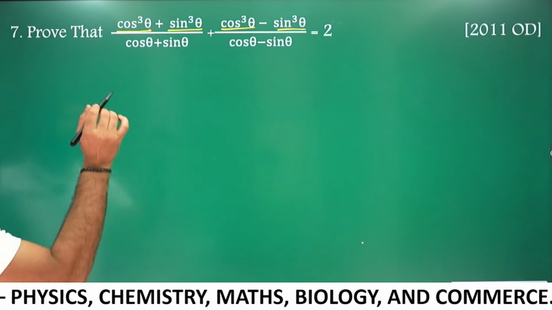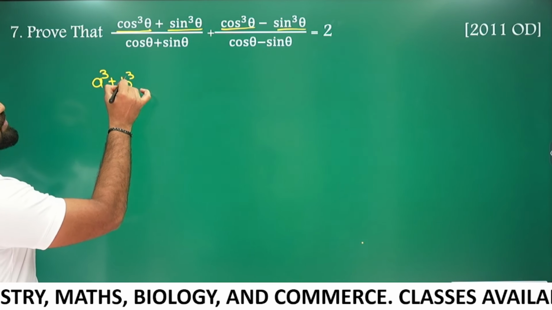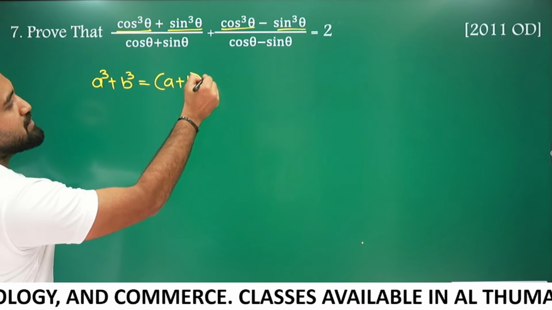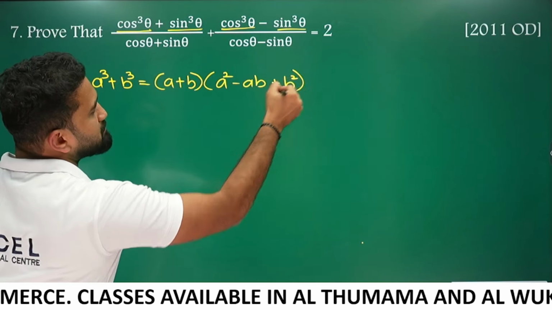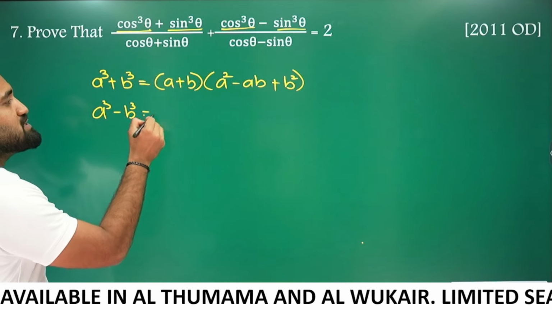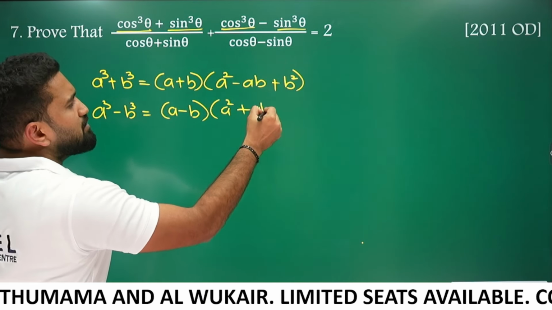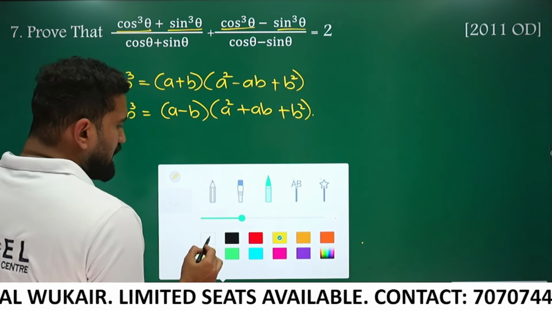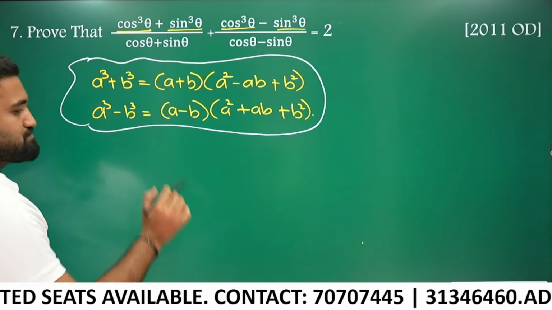You need to remember this basic formula: a cube plus b cube is equal to (a plus b)(a square minus ab plus b square). Similarly, a cube minus b cube is equal to (a minus b)(a square plus ab plus b square). Without learning this formula, you can never simplify the remaining part.